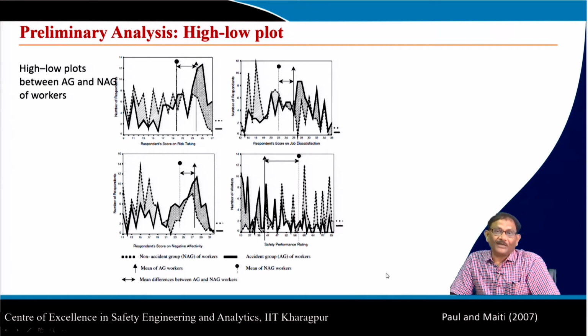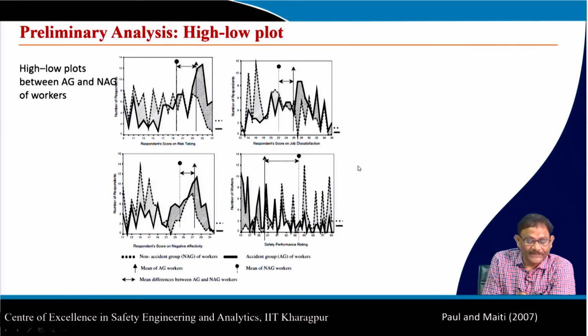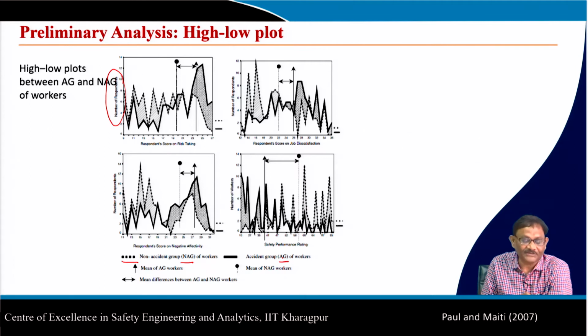Now with the data, first what we have done, we tried to see whether there are any kinds of differences with the individual variables. For example, we created a high-low plot. What is the high-low plot? On the y-axis we kept the number of respondents. There are 2 groups: one group, the dotted one, is the non-accident group, and the firm one is the accident group.